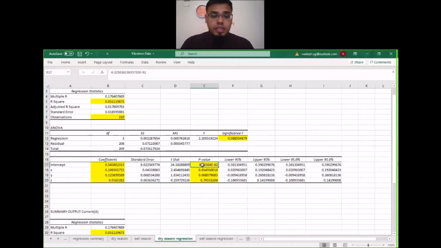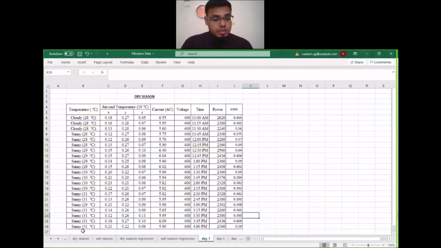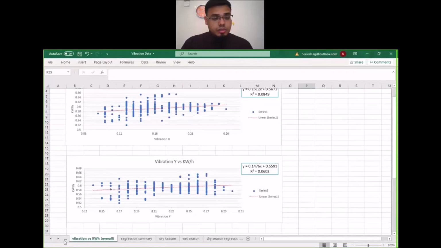After that we can see our p value here. It is the same as the significance. The p value has to be 0.05 and below to be a strong regression. If we look here, the value is very small, less than 0.05, so it is a strong regression. The same goes for the wet season. I've plotted the regression data graph and a linear line graph for that as well, something like this.